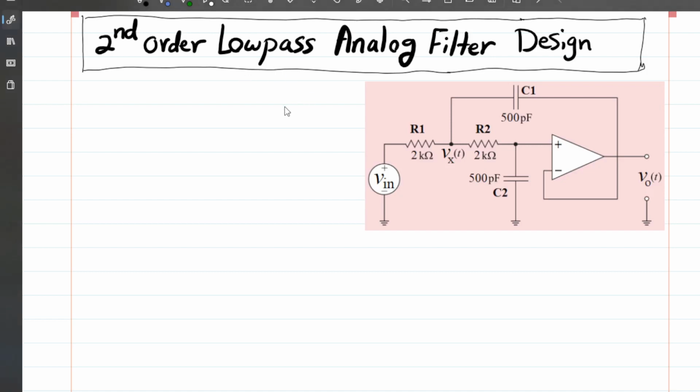An op-amp-based second-order low-pass analog filter is shown here using an ideal op-amp. Let's figure out its frequency response and also its characteristics.